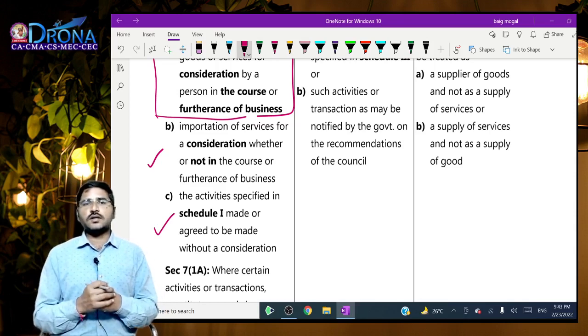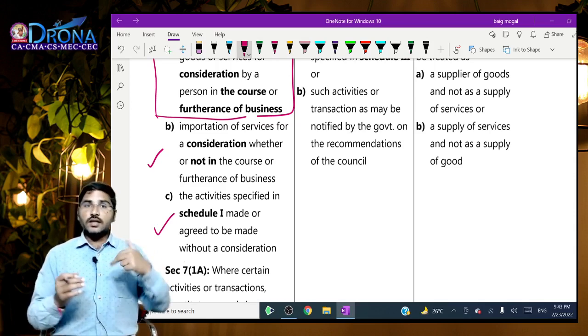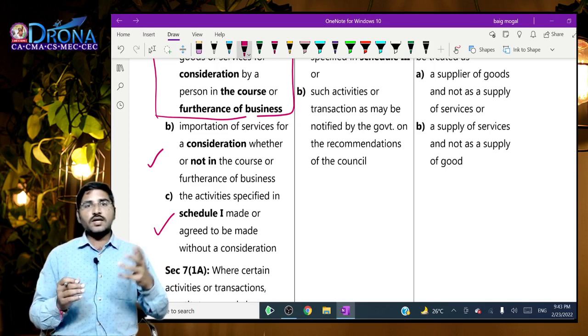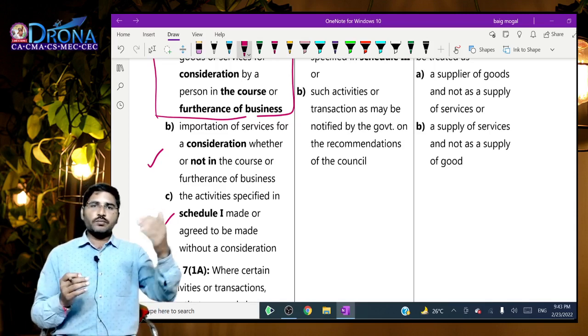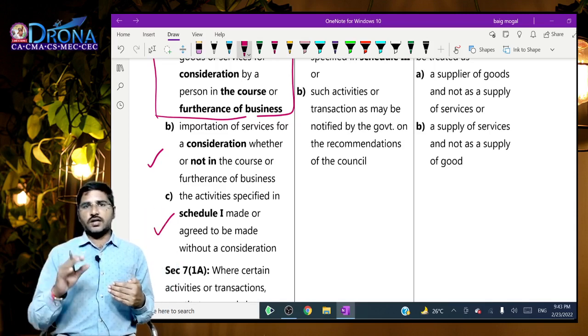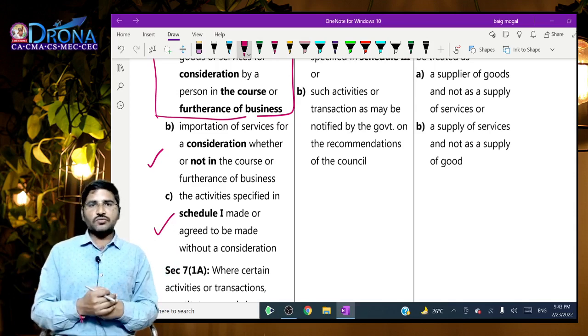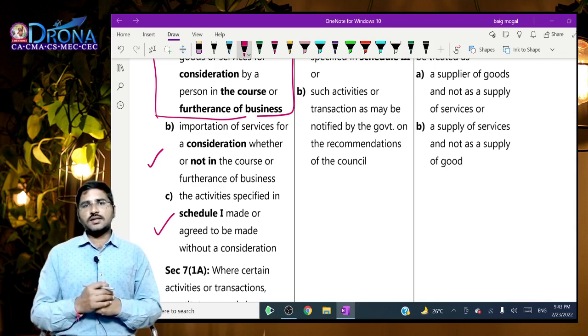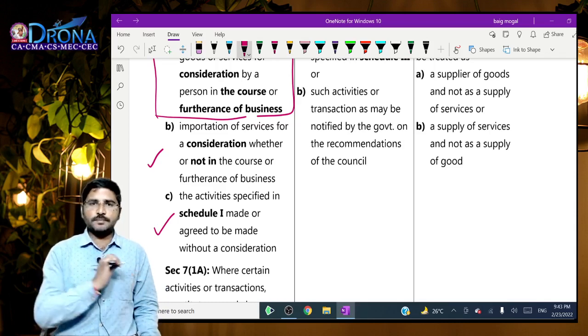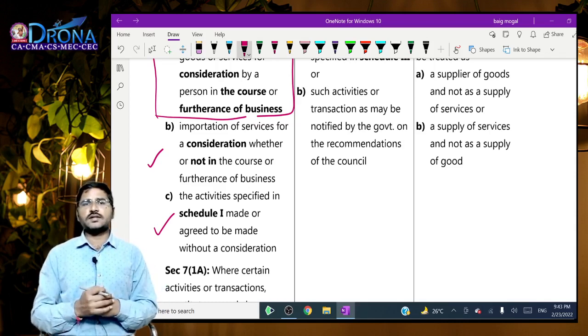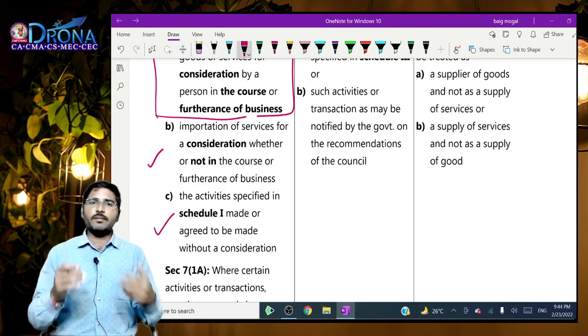And the fourth transaction concerns import of service between related or distinct persons in the course or furtherance of the business. Even if there is no consideration, it will become a supply. Suppose there is import of service, there is no consideration, but the importer and exporter are related persons, and it is in furtherance of the business also, then that transaction also becomes a supply. So as per 7(1)(c), these are the 4 transactions. Even if there is no consideration, it will become a supply.